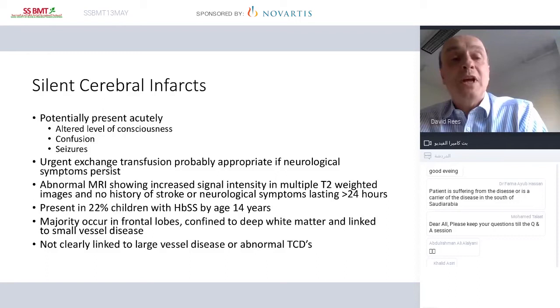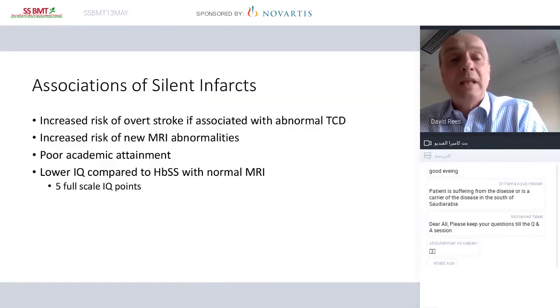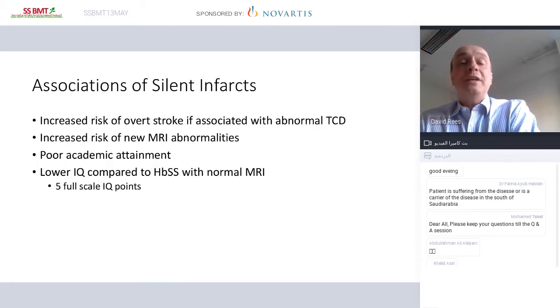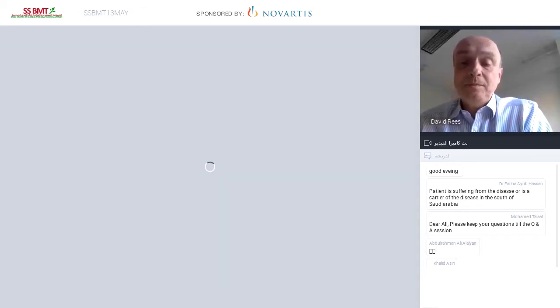The other aspect of stroke is so-called silent infarcts, where there's no overt clinical event corresponding to the stroke, but on MRI scanning you can see small areas of infarct, and these are shown here. These little dots with the arrows pointing to them. Although they don't cause overt clinical symptoms, they are associated with significant problems, including a higher risk of going on to develop an overt stroke and poor academic attainment.